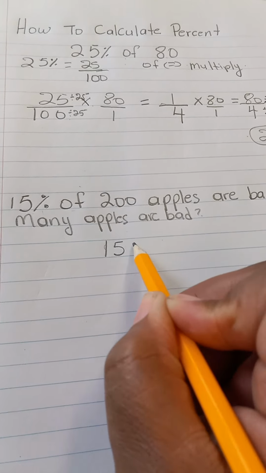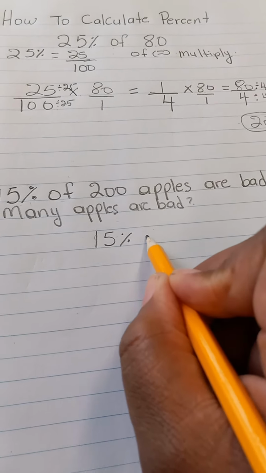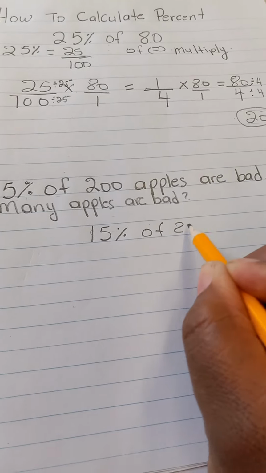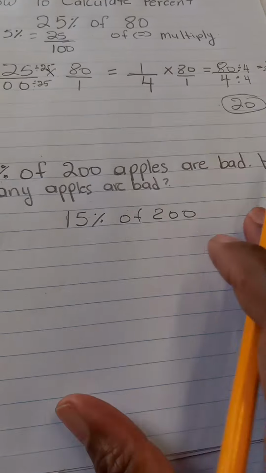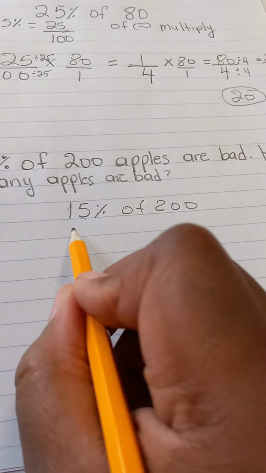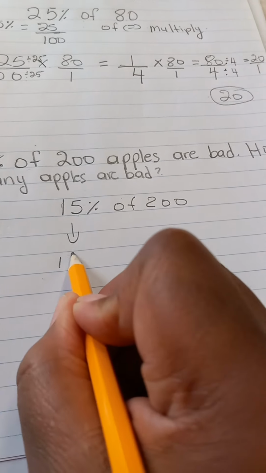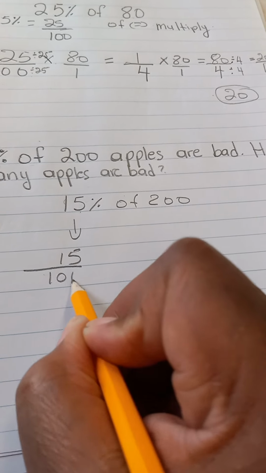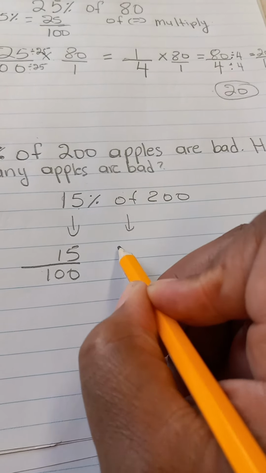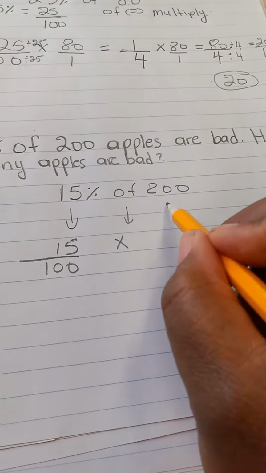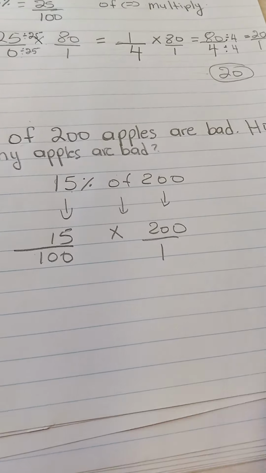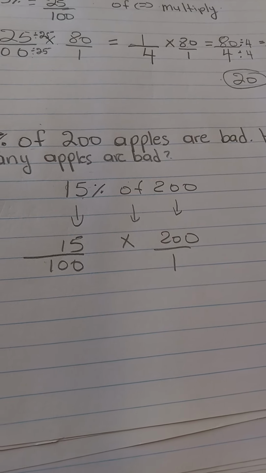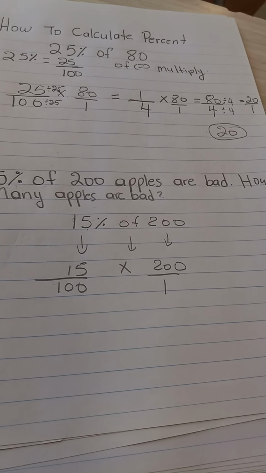We have 15% of 200. So now we already know how to set up our percent, because this 15% is the same as 15 over 100. Our of means to multiply. And then we're going to bring back our 200. You could also put 200 over 1, or we could just leave it as 200.